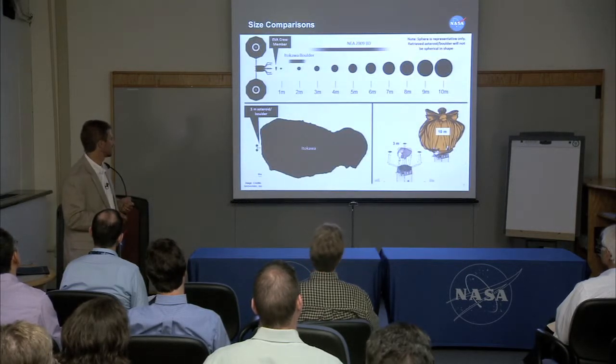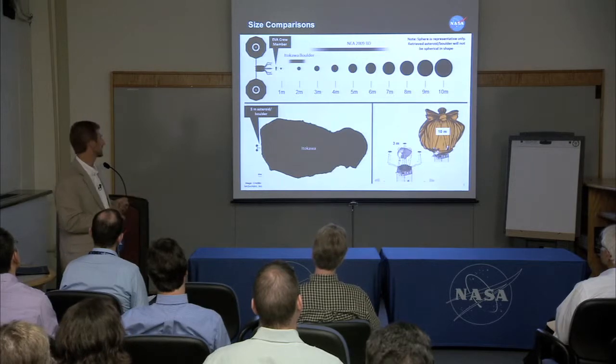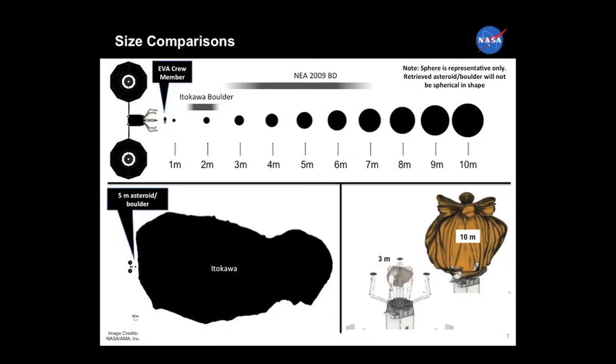Give you an idea of relative size comparisons between the two missions. So first of all, here's a large asteroid like Itokawa that might be on the order of 200 to 500 meters across. At least greater than 100 meters is our target size. And you can see the spacecraft with a 5-meter asteroid or boulder compared to it. So this is basically option B.